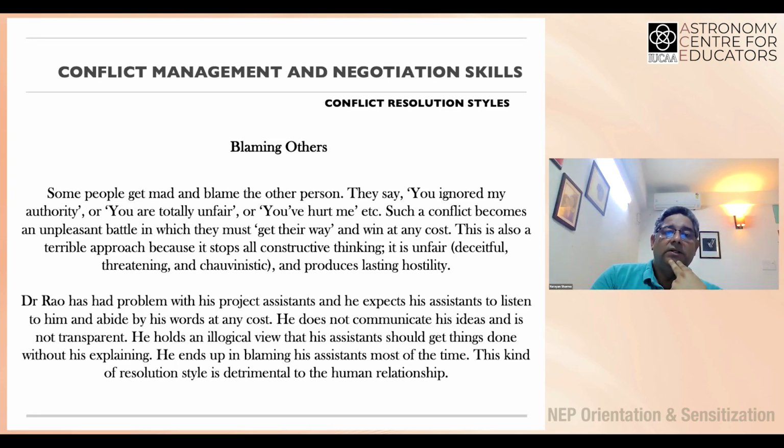Here is an example of blaming others. Dr. Rao has had problems with his project assistant, and he expects his assistant to listen to him and abide by his words at any cost. He doesn't communicate his ideas and is not transparent. He holds an illogical view that his assistant should get things done without his explanation. He ends up blaming his assistant most of the time. This kind of resolution style is detrimental to the human relationship.